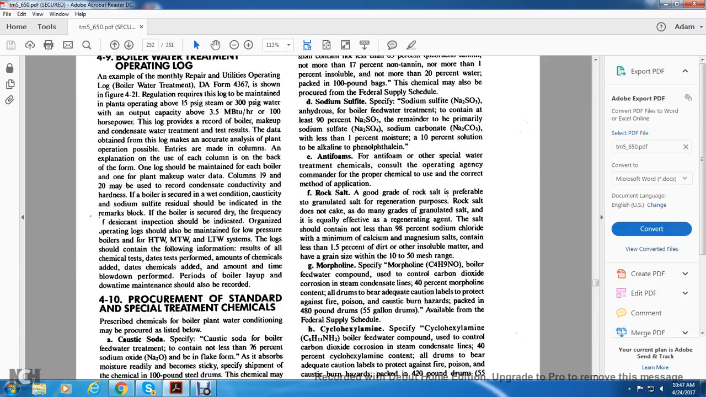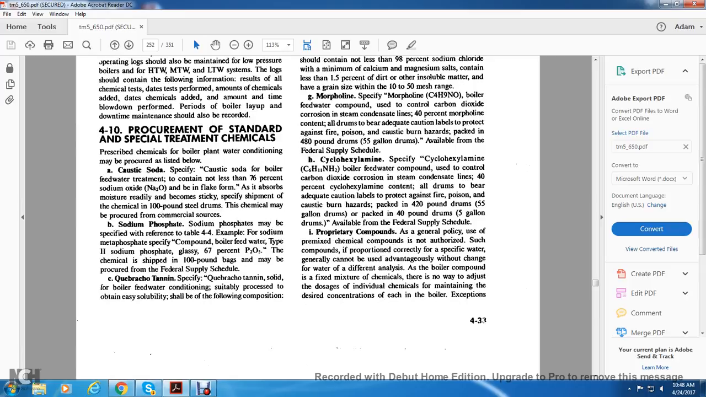F. Rock salt. A good grade of rock salt, preferably granulated, is used for regeneration purposes. Rock salt does not cake, as many grades of granulated salt do, and is equally effective as a regenerating agent. The salt should contain not less than 98% sodium chloride, with minimum calcium and magnesium salts, containing less than 1.5% dirt and other insoluble materials, and have a grain size within 10 to 15% of the mesh range.